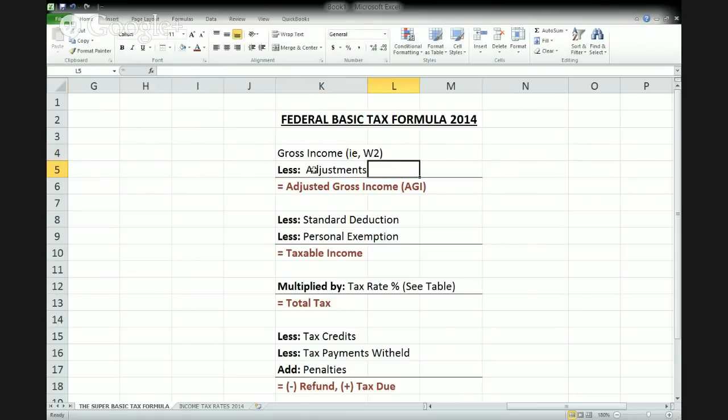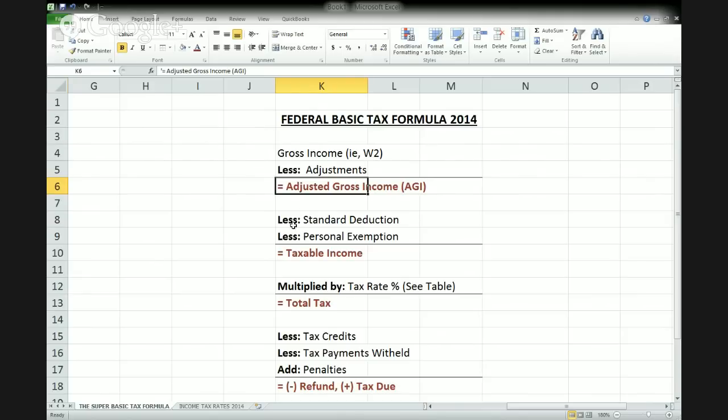Then you have some adjustments that could happen. Generally, these adjustments could be IRA contributions, moving expenses with some rules, alimony you paid to somebody, or contributions to a health savings account. Again, we're not going to have any adjustments. This is just a basic tax formula, but if you did have some adjustments or over the line deductions, you would subtract them. So gross income minus adjustments equals adjusted gross income.